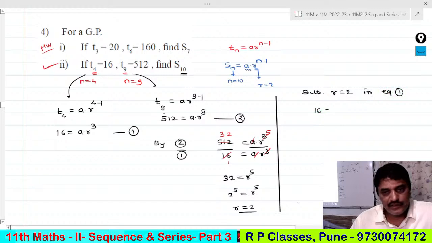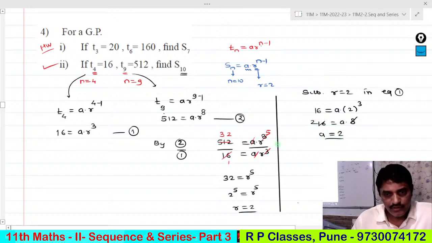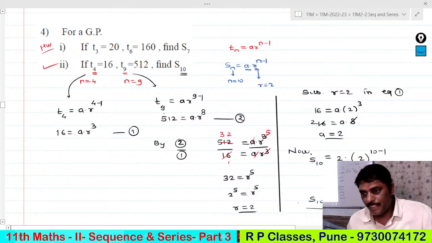So this is 16 is equal to a into 2 का cube. 16 is equal to a into 2 का cube is 8. 8 to the 16. So a is equal to 2. Now I'll use S10. ये फॉर्मूला है, लिखा है मैंने. S10 is equal to a, it's 2, r, it's 2 raised to n minus 1, 10 minus 1. So it is 2 into 2 raised to 9. So 2 raised to 9 is 512. उसका डबल आएगा 1024. S10 is this. Is this okay? Yes.